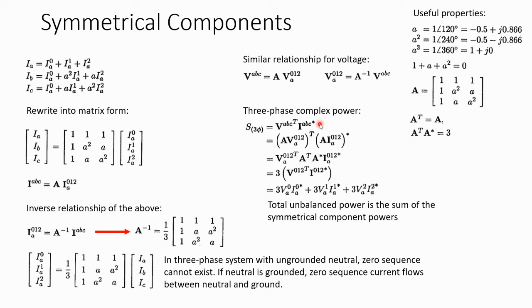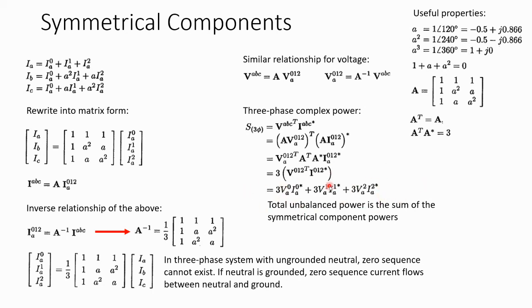We can go ahead and expand this equation by replacing the ABC phases with the symmetrical components using this relationship and also this relationship, and then we will get this. We can expand this bracket, and by putting in the conjugate and the transpose, they will look like this. The multiplication of A transpose and A conjugate will give us 3. This is another important and useful property that you might want to know, but you can actually determine it by multiplying these two matrices together. And this tells us something very important, which is this one.